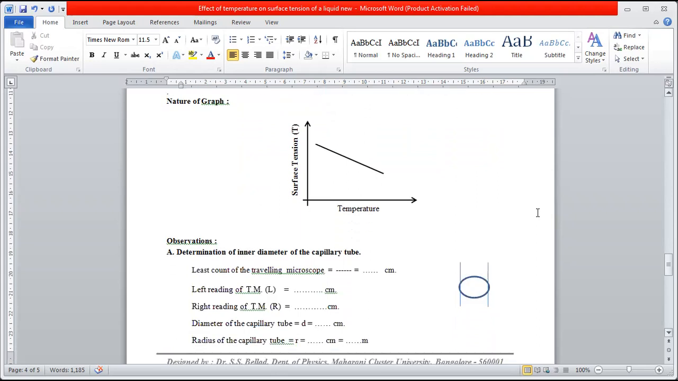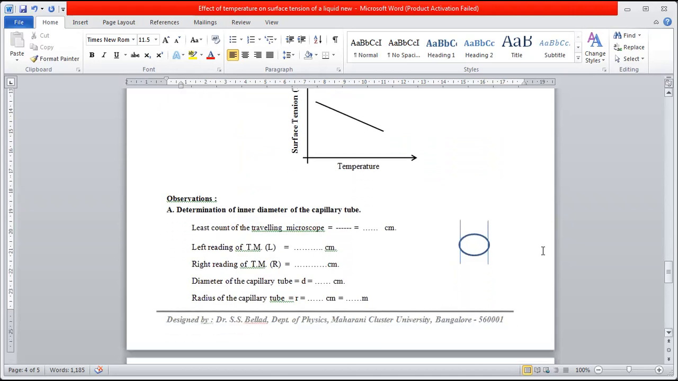So this is the nature of the graph. Take the temperature on the x-axis and surface tension on the y-axis. So it is nearly a straight line. This line tells that the surface tension decreases as the temperature increases.